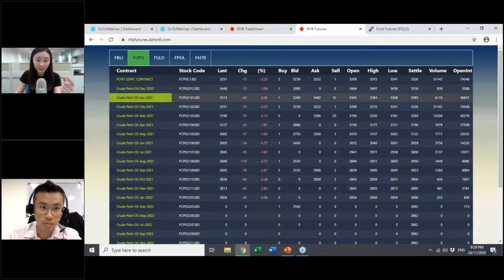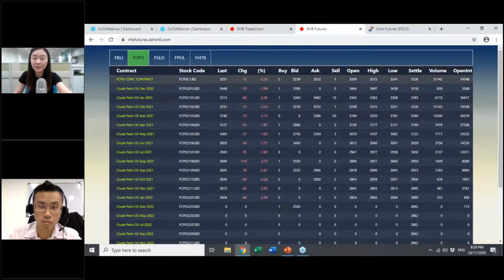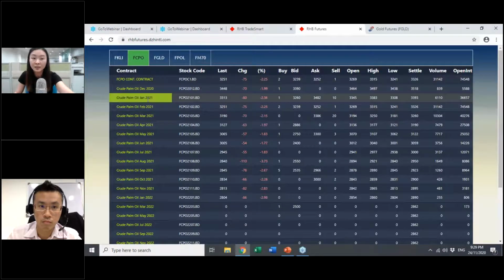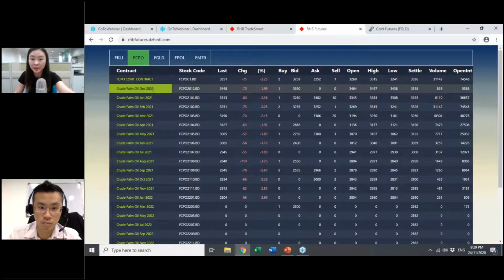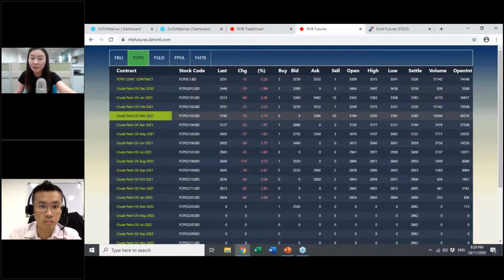This is very simple. So meaning for February, on 15 December, February also from third month will become second month, because December is taken out already, because December expired already. So January will become the spot month, and then February will become the second month. Then March will become the third month, also we call active month.